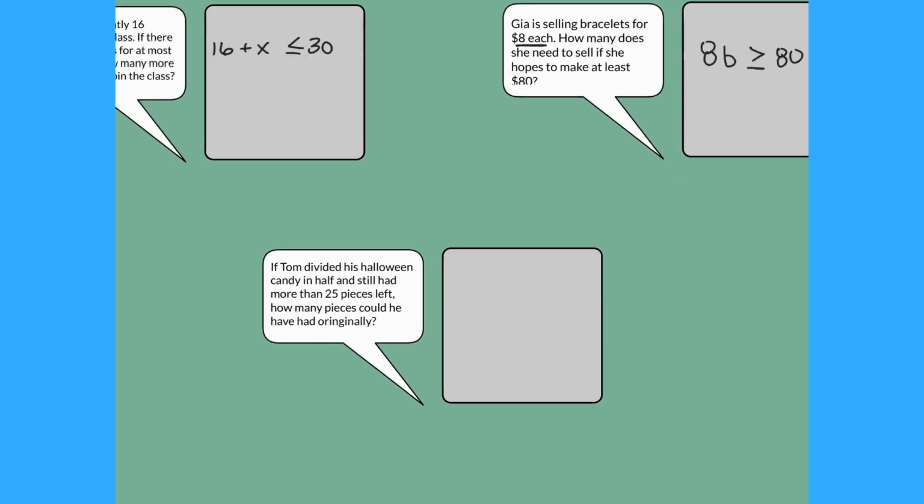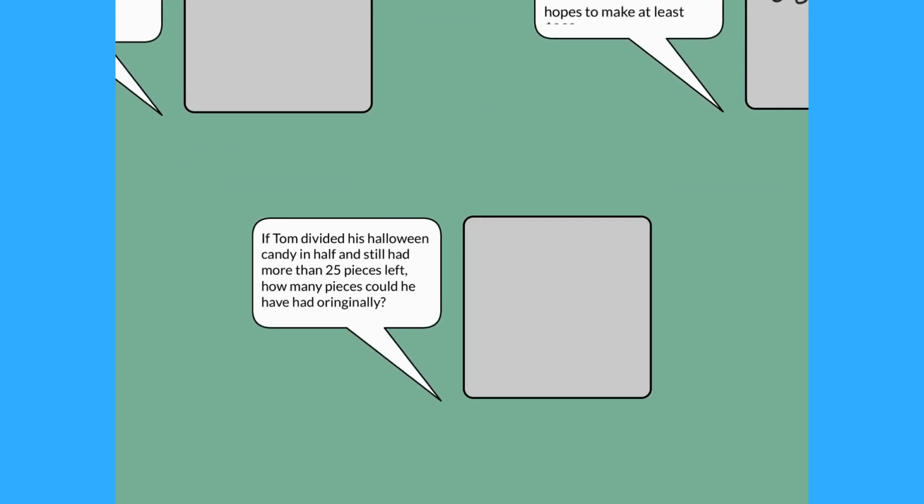And for our last one, Tom divided his Halloween candy in half, so we're dividing in half. So here's our candy we have, and we're dividing that in half, which means dividing by 2. He still had more than 25 pieces left. So I need my 25. He had more than that left. So the x over 2, they're dividing, was more than 25 pieces. It doesn't say he could have exactly 25, so we don't want to put the line underneath just the greater than sign.